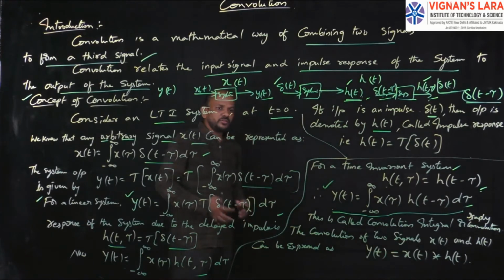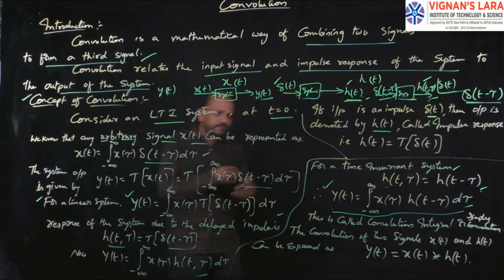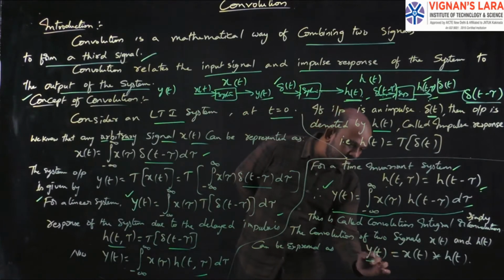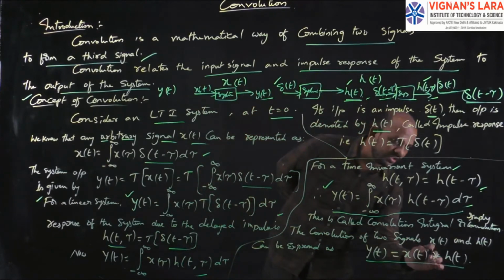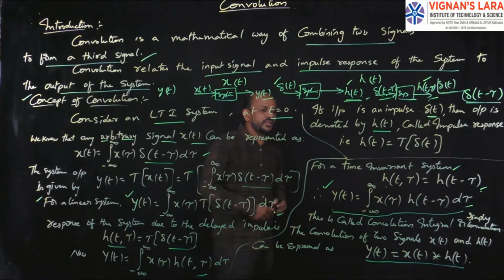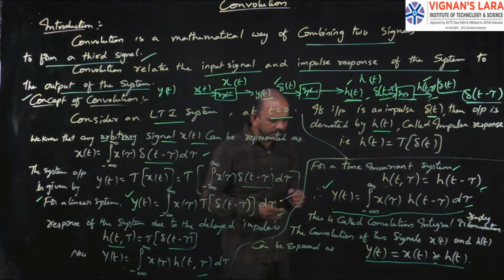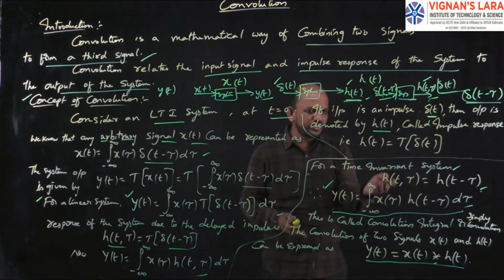So from this equation I can say the convolution of two signals, x of t and h of t, can be expressed as y of t equal to x of t convolution h of t. The star is the symbol for convolution. So y of t equal to x of t convolution h of t, or x of t star h of t. Simply, y of t equal to integral from minus infinity of x of tau h of t minus tau d tau is nothing but the convolution integral.